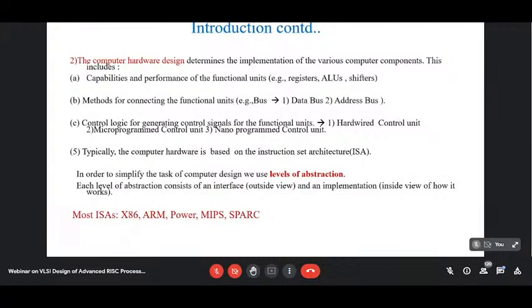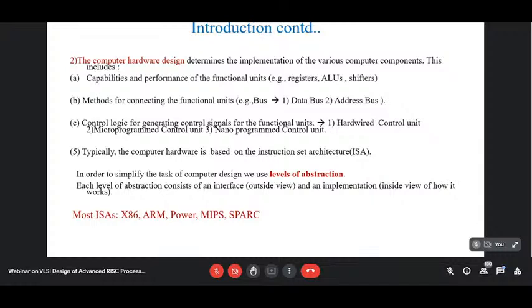So hardware design determines the implementation of the various computer components. From the instruction set, the requirement will come. For example, if you have an add instruction, that means definitely an ALU will be required where some adder will be there. Or if there is a multiplication instruction, multiply two numbers, then some multiplier should be there. Or if there is an instruction to shift the data, then a shifter should be there, etc.